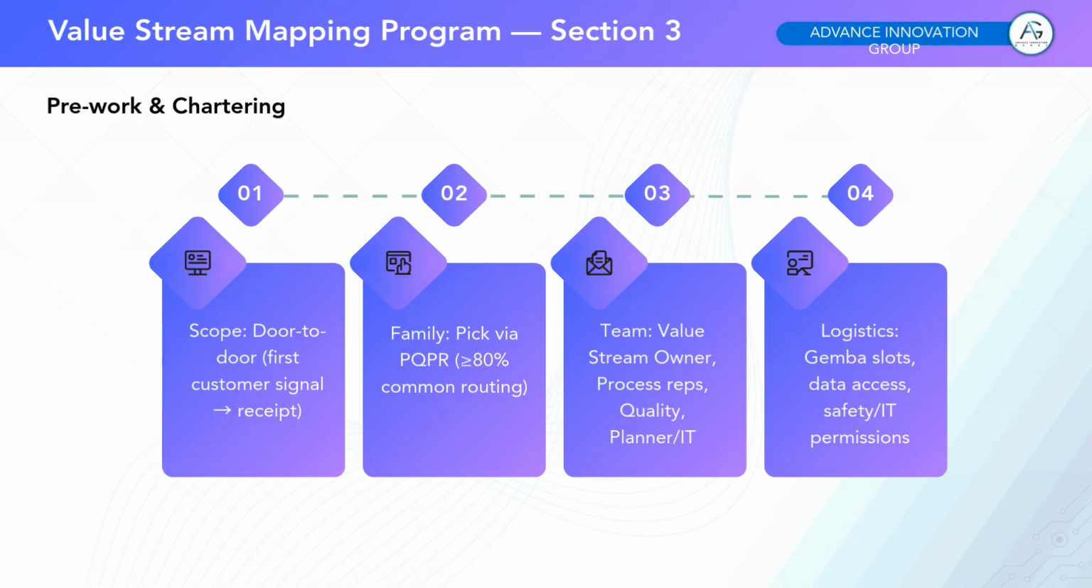First, define the scope, usually door-to-door, from the first customer signal to product receipt. Second, identify the product family using PQPR, focusing on those with at least 80% common routing. Third, form a cross-functional team with the value stream owner, process representatives, quality, and IT. Finally, plan logistics, schedule Gemba visits, arrange data access, and ensure safety and IT permissions are in place.